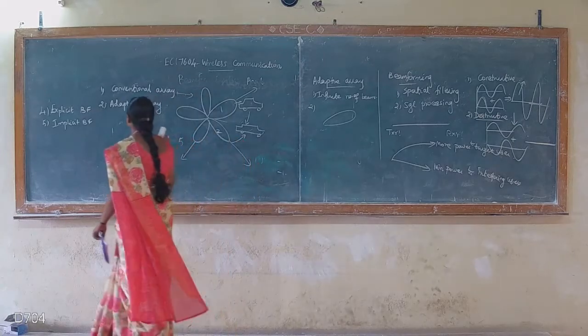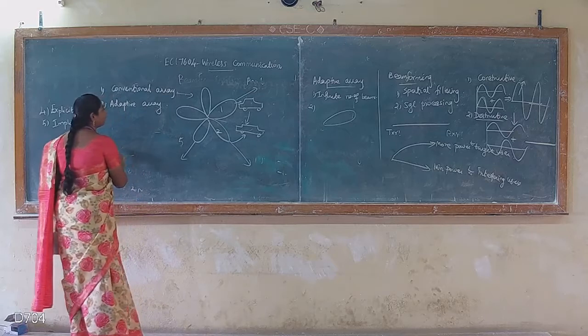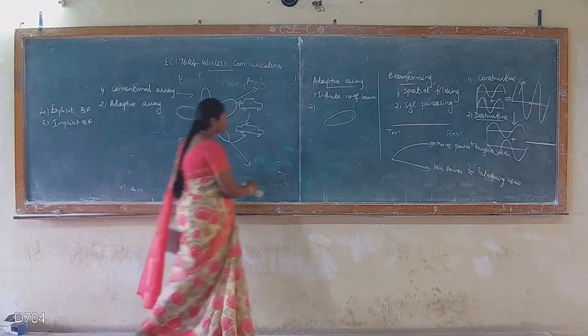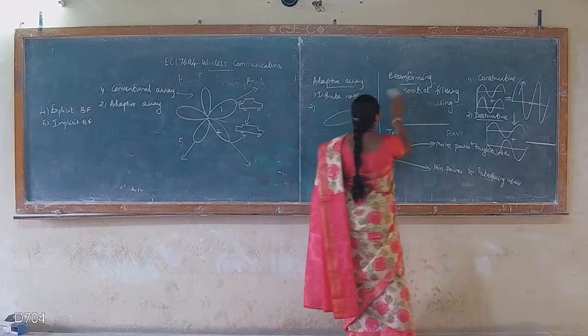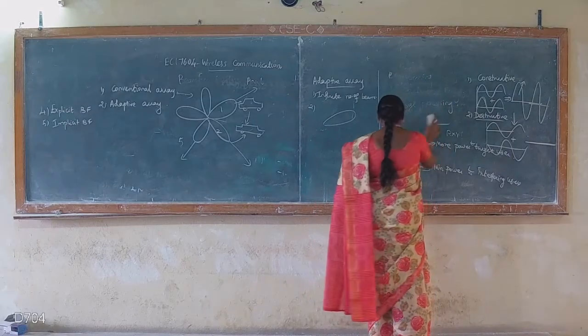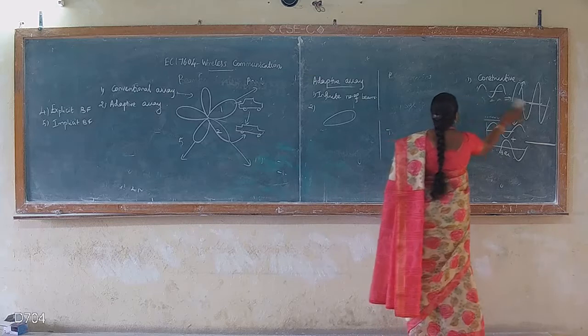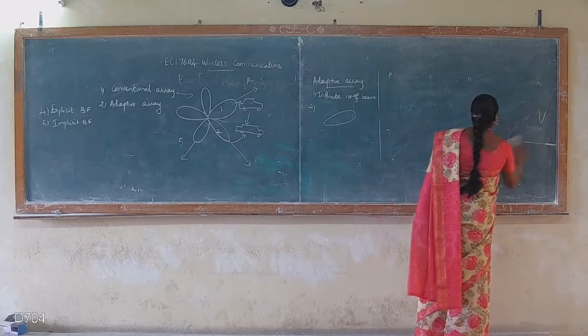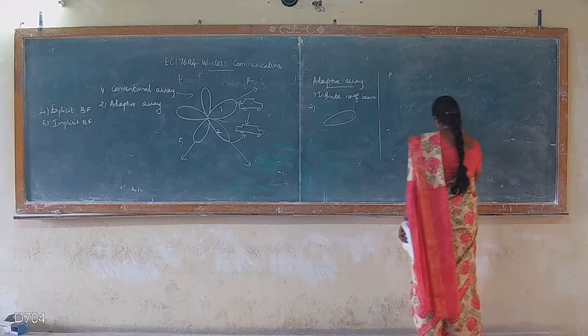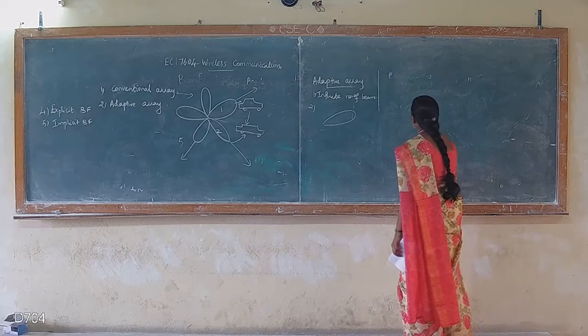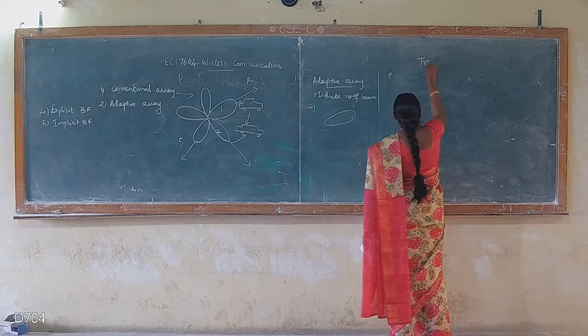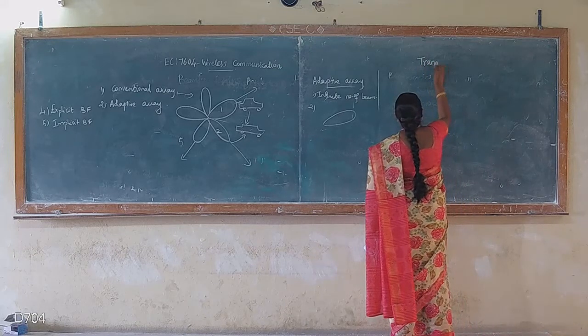So what about the next category? The next category of beamforming is transmitter and receiver beamforming. Transmitter beamforming.